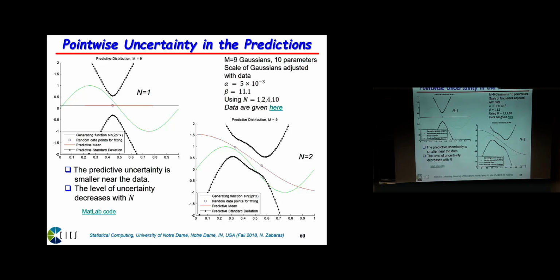Now if we put in 2 data points, you notice the uncertainties around the data points are reduced. Far away, they're still very big.